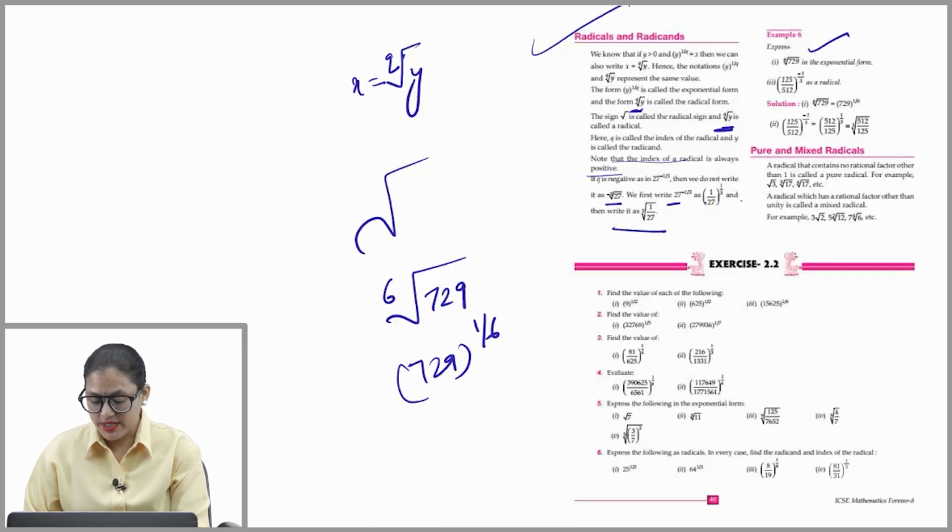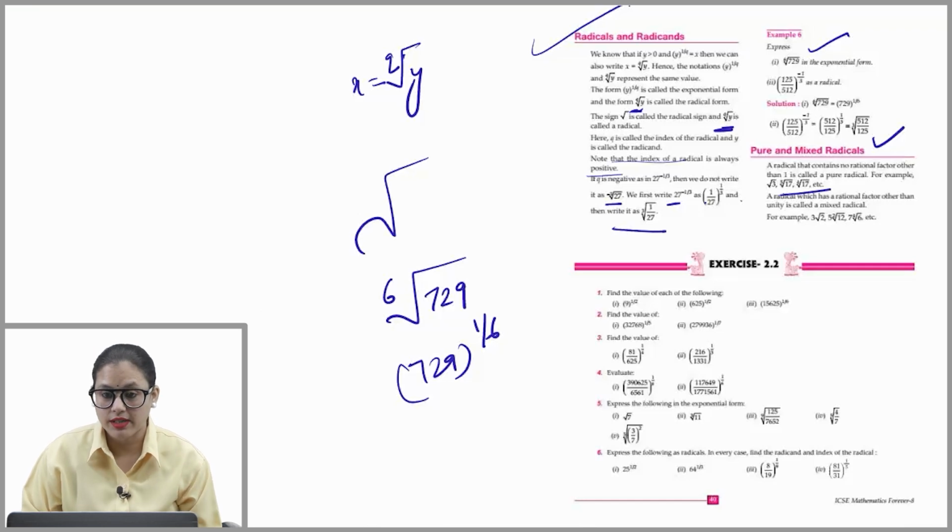Now pure and mixed radicals. A radical that contains no rational factor other than 1 is called a pure radical. For example, these are pure radicals. A radical which has a rational factor other than unity is called a mixed radical. For example, all these are mixed radicals, okay.